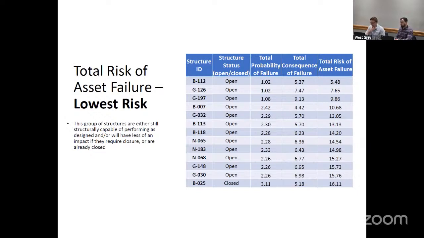Okay, so this table here are the structures that present the lowest risk. These structures are either still structurally capable of performing as designed, or they will have less of an impact if they require closure or they are currently closed. So these structures generally don't see much daily traffic, and there are detour options generally available to first responders or emergency services.